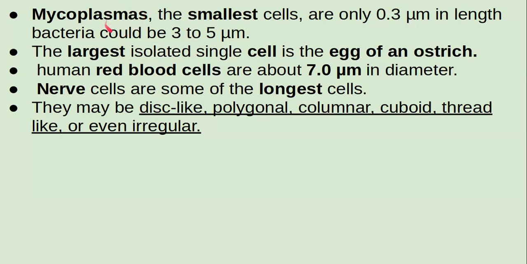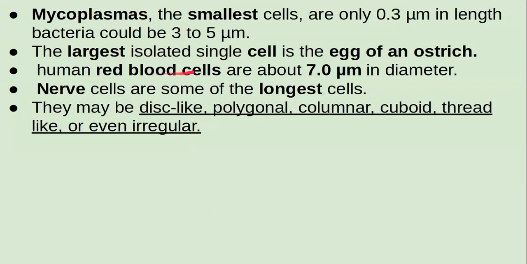So these are some of the smallest cells found in the world. The largest cell in a multicellular organism is the single cell that is the egg of an ostrich. If you see the egg of an ostrich, it is a single cell and it's said to be a large cell. It's the largest isolated single cell.